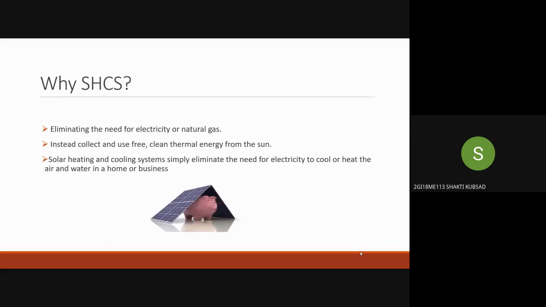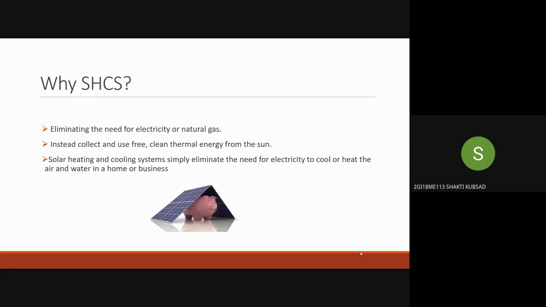So why do we need solar heating and cooling systems? In our daily life or daily usage, we use a lot of electricity and fossil fuels. Instead of that, we can use solar energy, which is already free of cost.